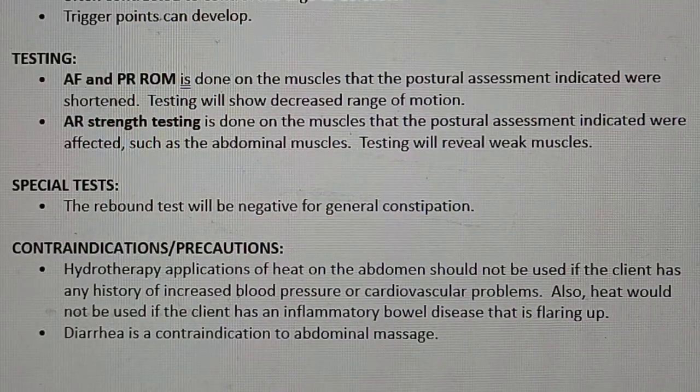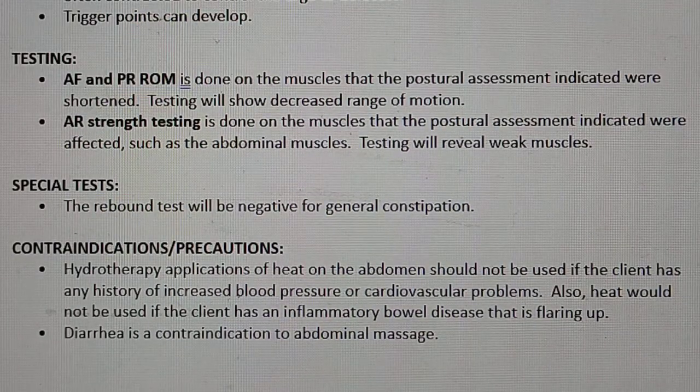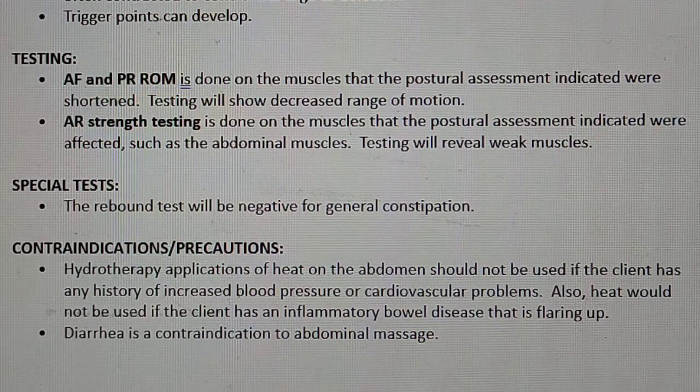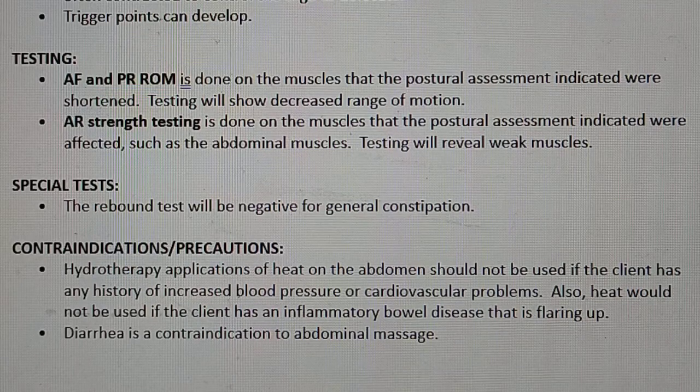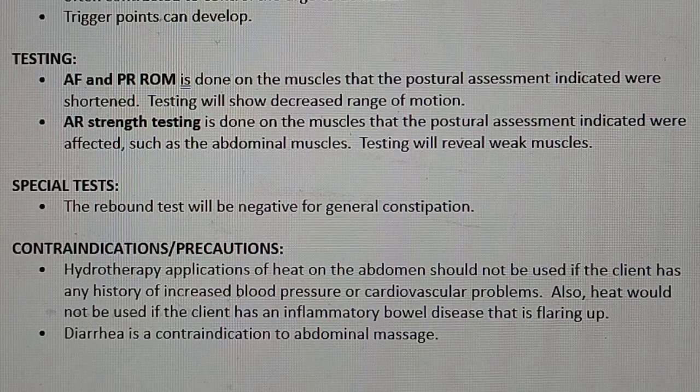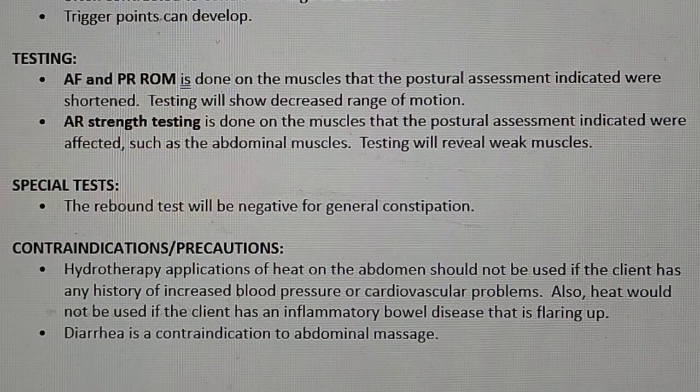Okay, yes. Commonly, you're going to do special tests. The popular special test to assess for general constipation is the rebound test. Okay, if you do the rebound test, you're going to find a negative result for general constipation. That's how you determine a constipation problem.